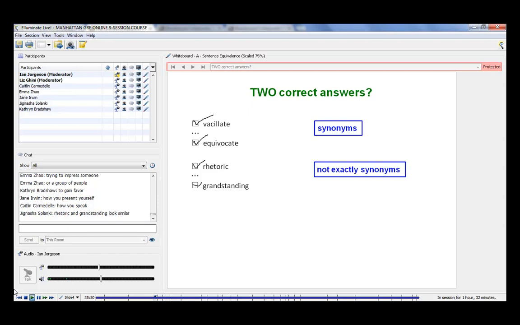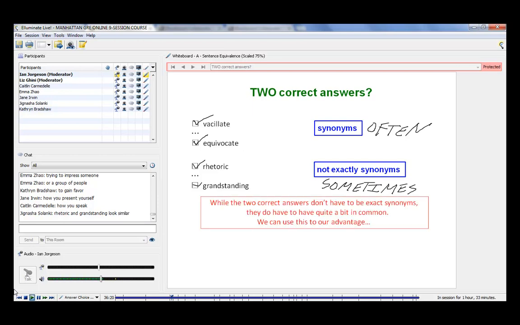In fact, you probably wouldn't. The point of all this is that the two correct answers need to be related and similar in very important ways. And they are often true synonyms, but they don't always have to be. Sometimes they're going to be just like we saw with rhetoric and grandstanding. They're going to be not exactly synonyms, and yet they still have to share a number of important features to be correct. If they don't share those features, then they can't work together.